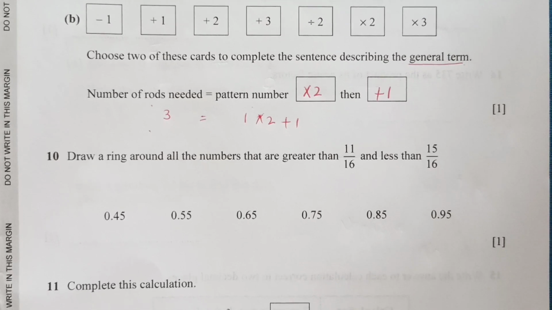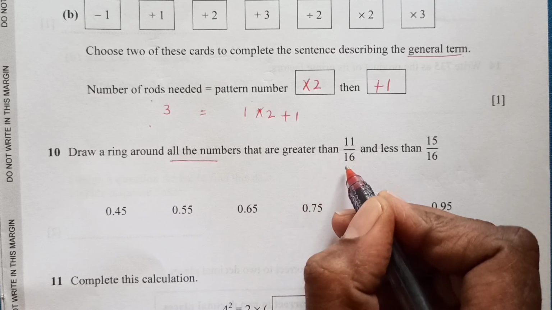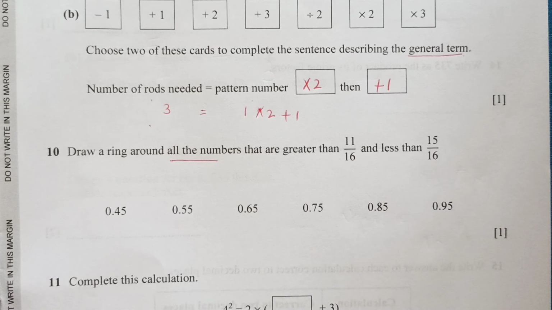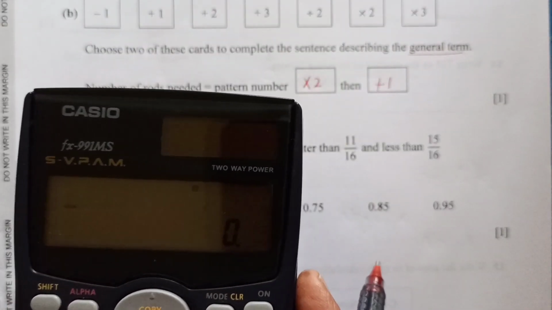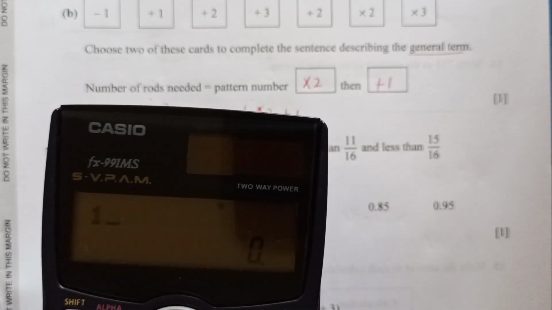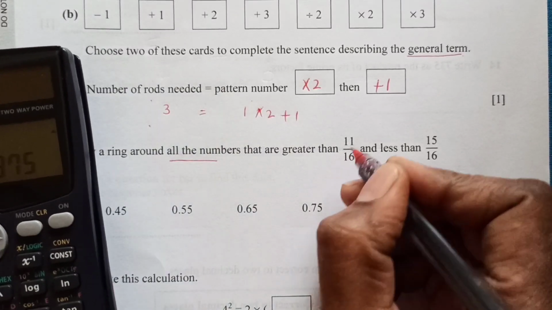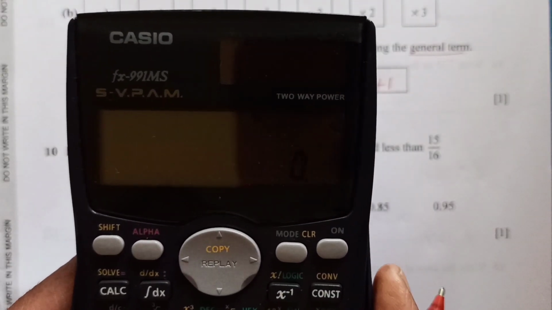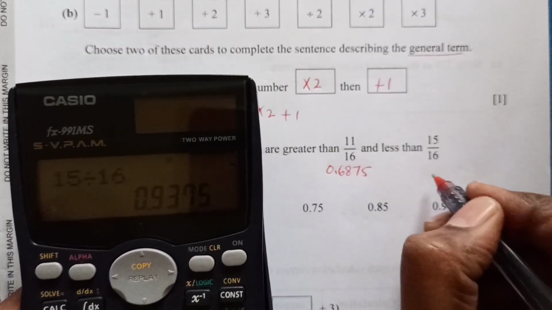Now question number 10: draw a ring around all the numbers that are greater than 11 over 16 and less than 15 over 16. All the numbers are in decimal, so we can convert these into decimals. 11 divided by 16 is 0.6875, and the other one, 15 divided by 16, is 0.9375.